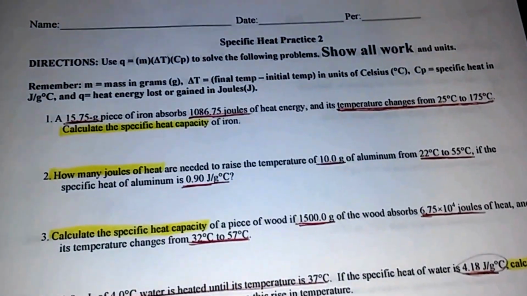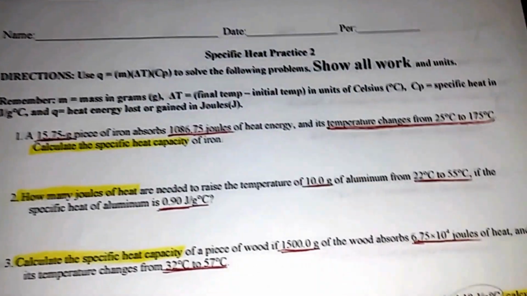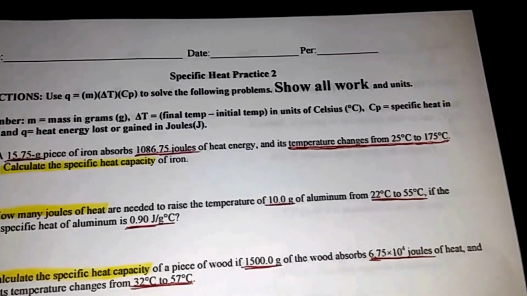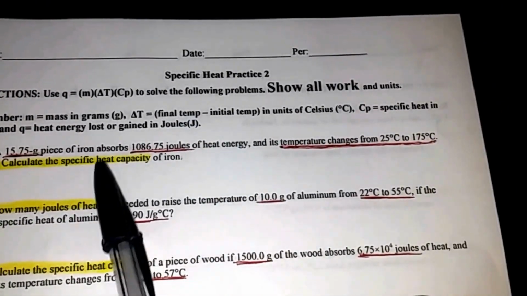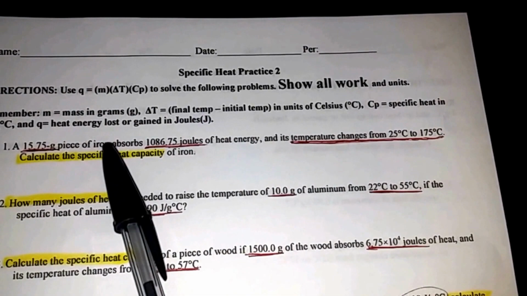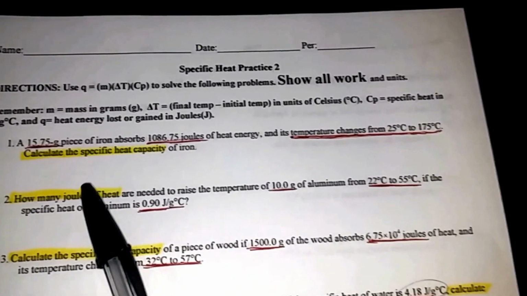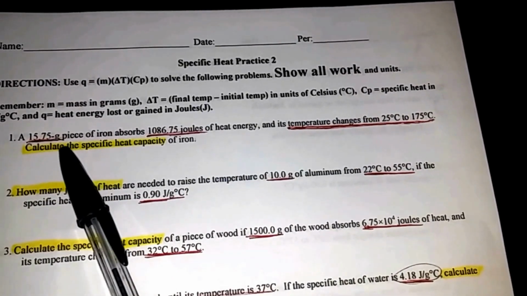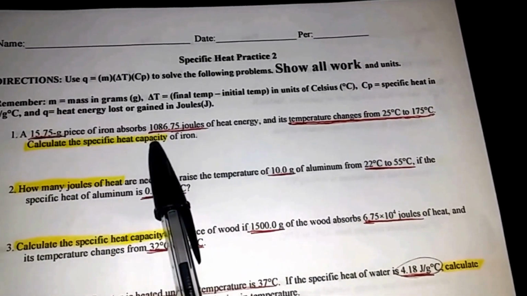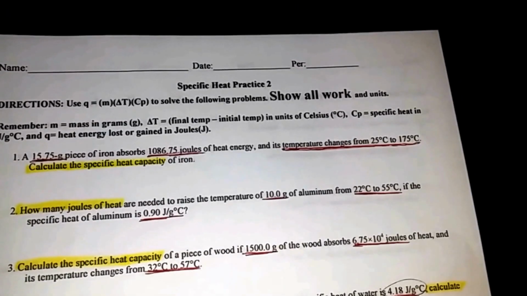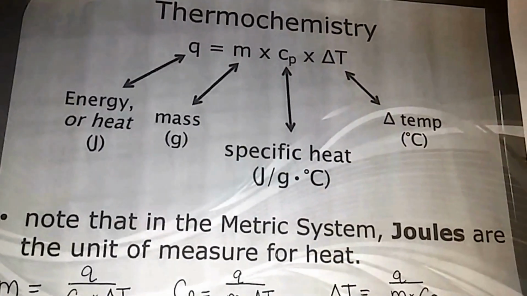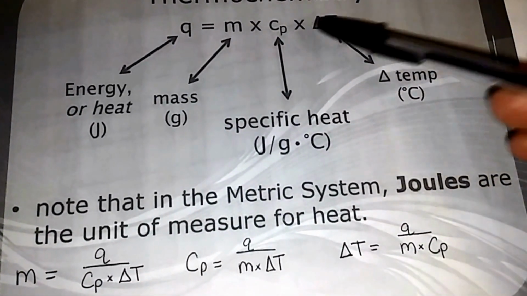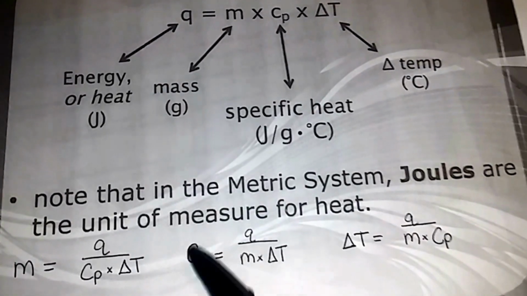So now we're going to take a look at the assignment that was given to you on Friday. All right, so the best thing for you to do is first of all find out what it is they're asking you to calculate or find. So for number 1, I highlighted that it's asking to calculate the specific heat. So that means that I'm going to focus on using the formula that solves for specific heat. Therefore, I'm going to use this formula.